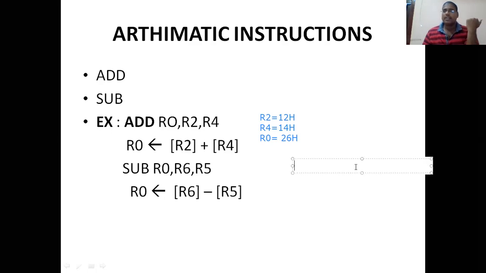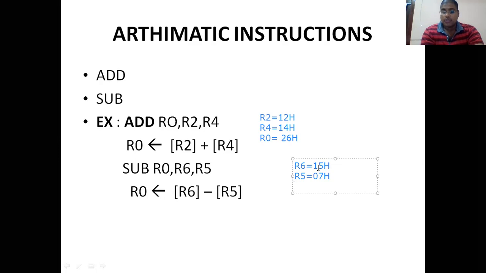For example, take one example here also. Consider R6 is equal to 15H, and R5 is equal to, let's take, 7H. I am going to subtract these two things. Then what is the answer we are going to get?